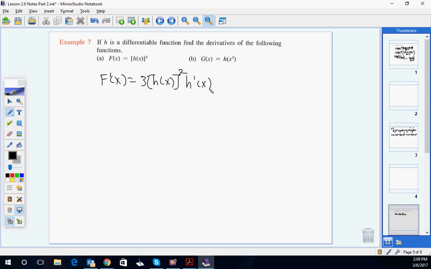Say it again. What is the h prime? This means derivative, because this is on the inside. So that's the derivative of the inside. Now what's different about f of x and g of x in these examples?